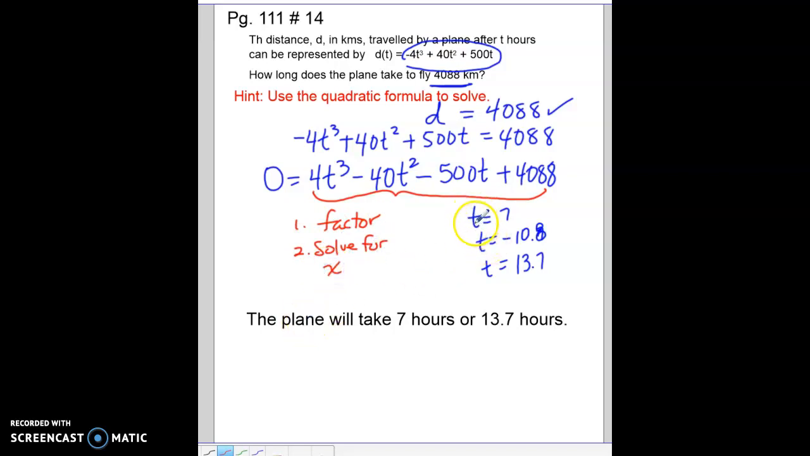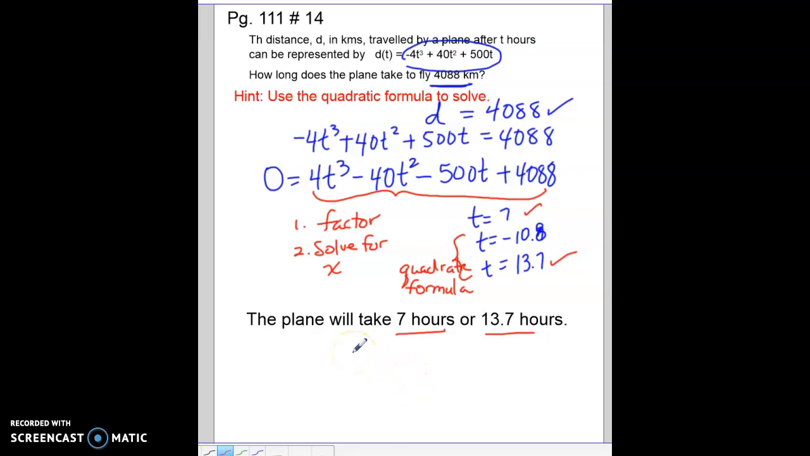You will find that t is equal to 7, t is equal to negative 10.8, which means the quadratic equation can be solved, and t is equal to 13.7. And I will tell you that this is a result of a quadratic formula step, because you cannot get decimals by factoring like that. Since there are two positive answers, then you will conclude that the plane will take either 7 hours or 13.7 hours to travel 4,088 kilometers.